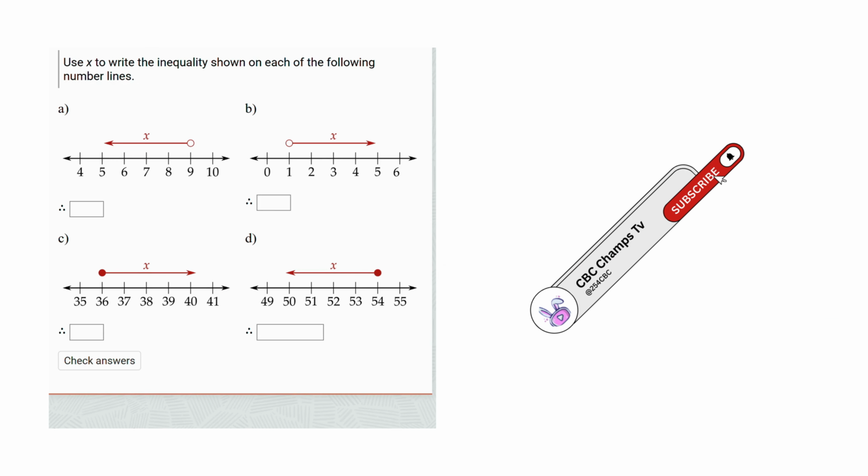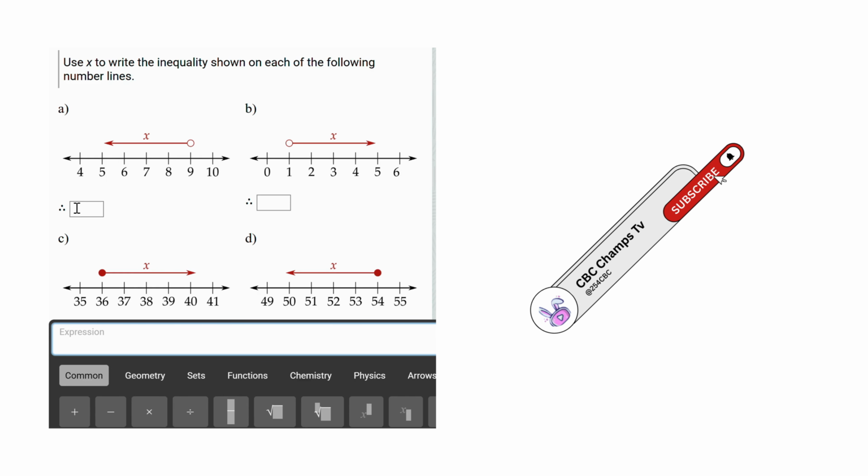Now you can also be asked to write the inequalities from a number line. And since you have understood them, let's write this one. The first number line is showing us x from 9, and it's open, so x is less than 9, because it's heading left. Now this one, x is heading right and it's open, so you're going to say x is greater than 1.